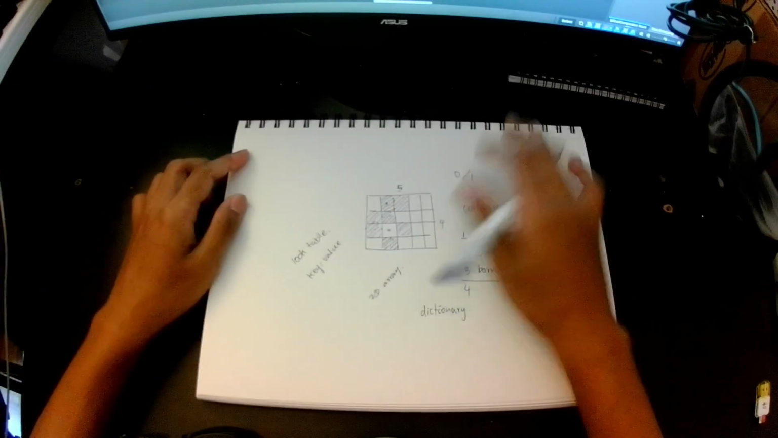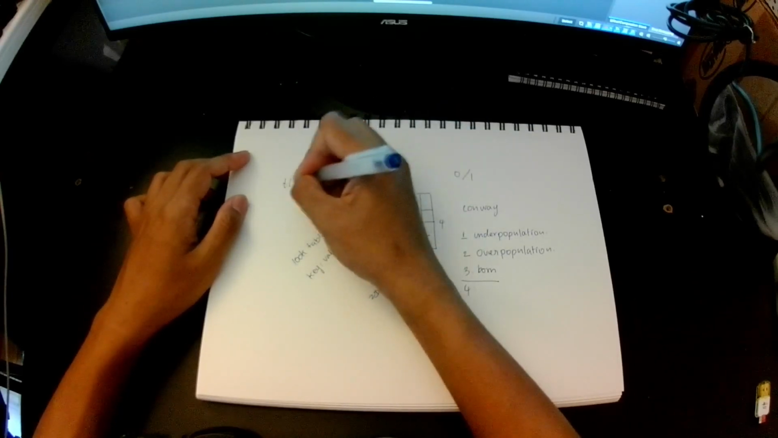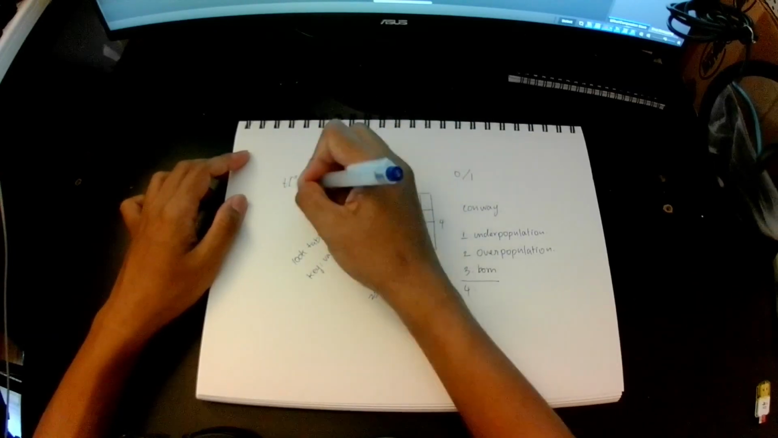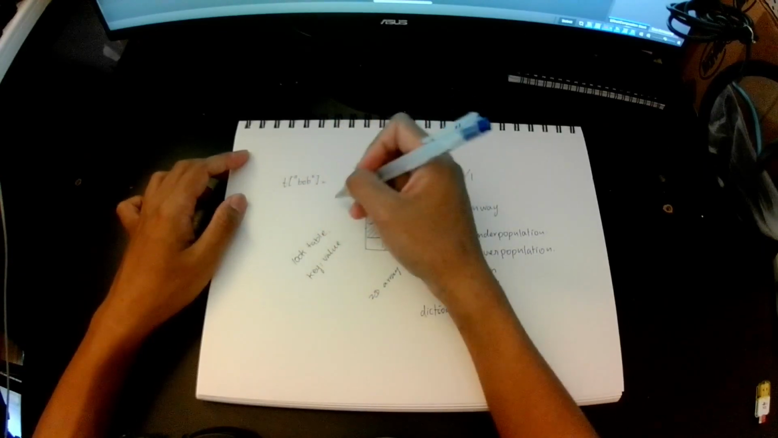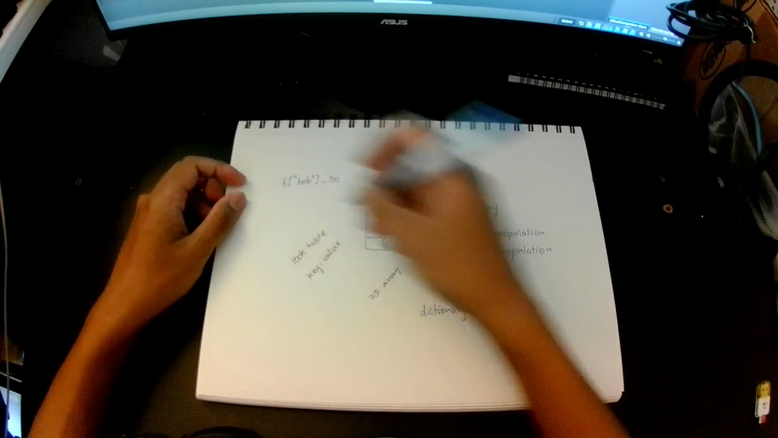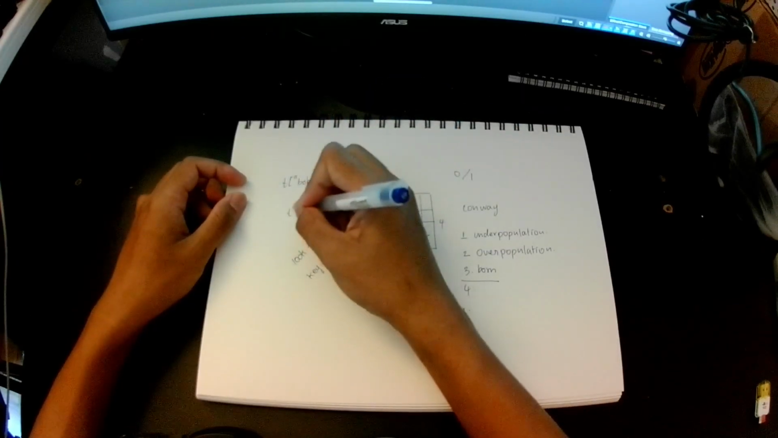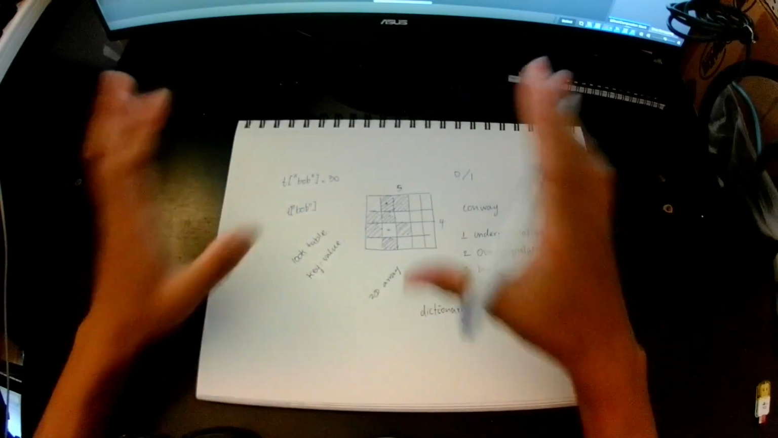Just a quick example before we continue: if you have a table, let's call it T, you can assign it a key. Let's call it Bob, B-O-B, right? And you can give Bob some value. I can give it 30. And I could always look it up again. I could say, okay, what is the value of Bob on my table T? And it will spit out 30 instantaneously.